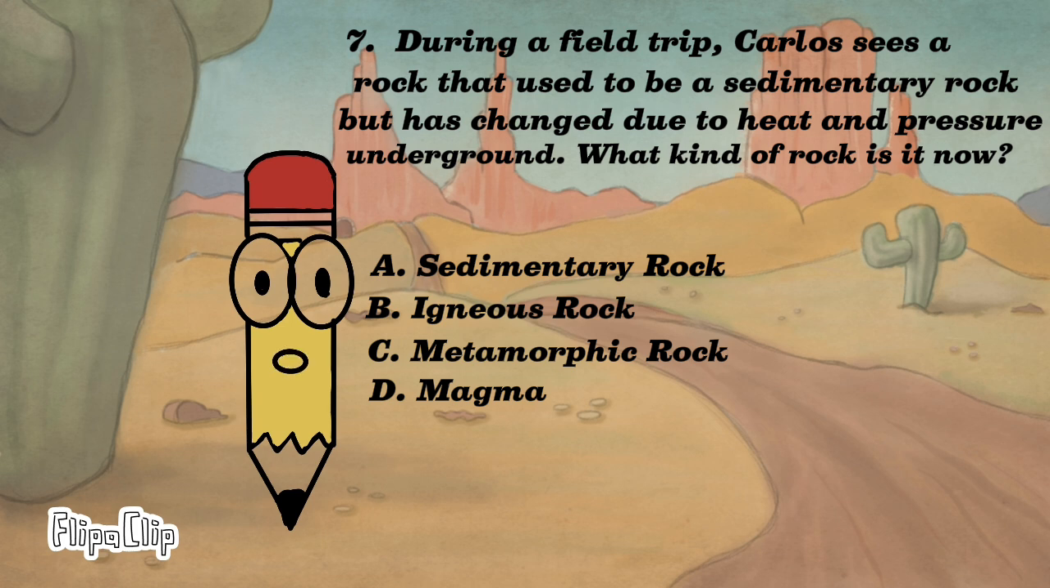7. During a field trip, Carlos sees a rock that used to be a sedimentary rock, but has changed due to heat and pressure underground. What kind of rock is it now? A. Sedimentary rock. B. Igneous rock. C. Metamorphic rock. D. Magma.